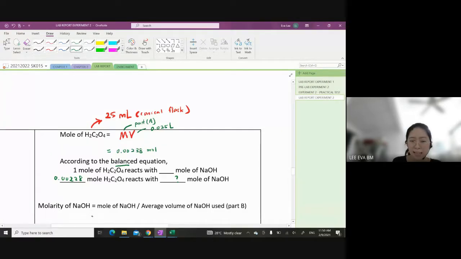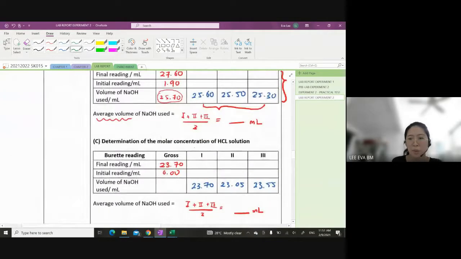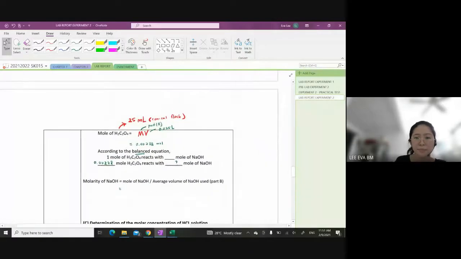And then after that, a guideline is also given to confirm your molarity of NaOH, using the number of mole over here divided by the average volume of NaOH used in part B. Just now in the data analysis part you calculated the average value, so use the one here to calculate the molarity of sodium hydroxide. The mole of NaOH comes from here, we transfer it directly, divided by the average volume of NaOH used from your part B, the one you find by 1 plus 2 plus 3 divided by 3.